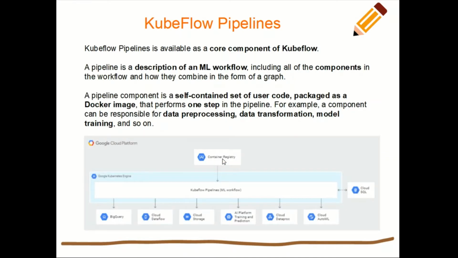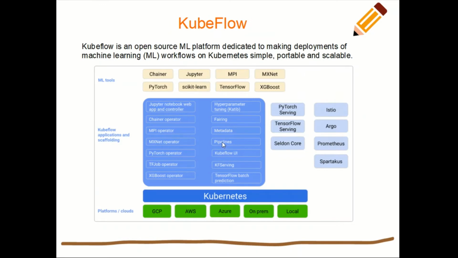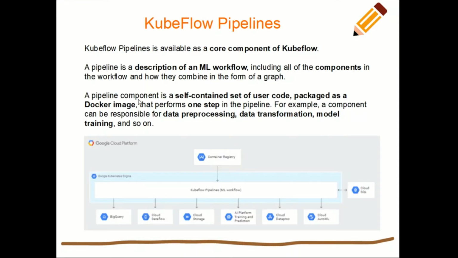Now as a part of Kubeflow, we also have a component called Pipelines, and Pipelines will allow us to orchestrate the machine learning workflow. When we say orchestrate, it means that we can have an end-to-end machine learning workflow, which could involve data processing, data transformation, training, and deployment, and so on, right?